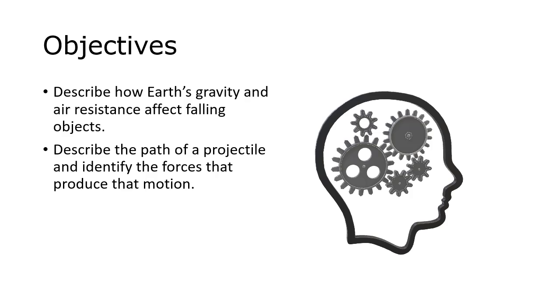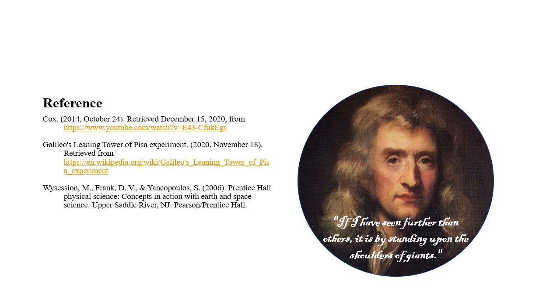By now, you should be able to describe how Earth's gravity and air resistance affect falling objects. Describe the path of a projectile and identify the forces that produce that motion. If I have seen farther, it is by standing upon the shoulders of giants.